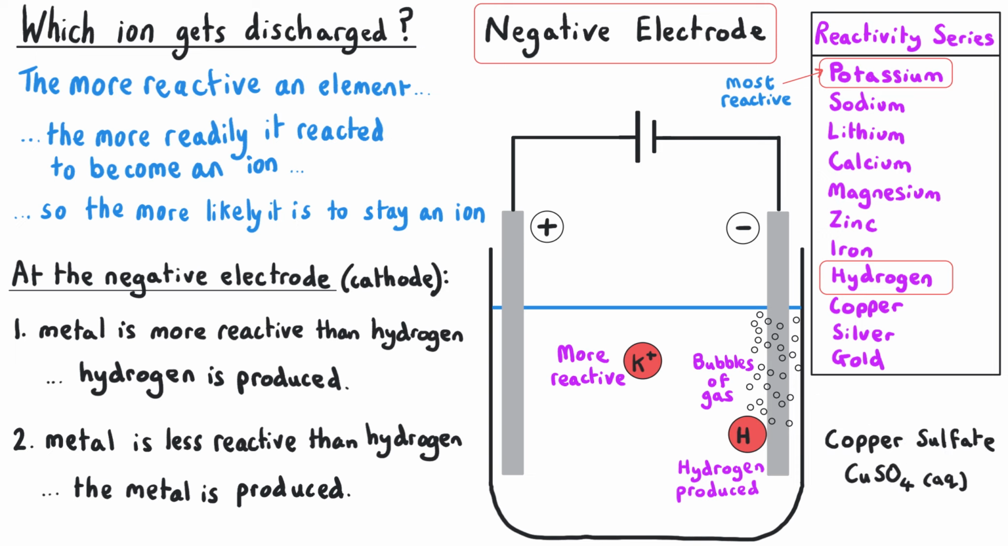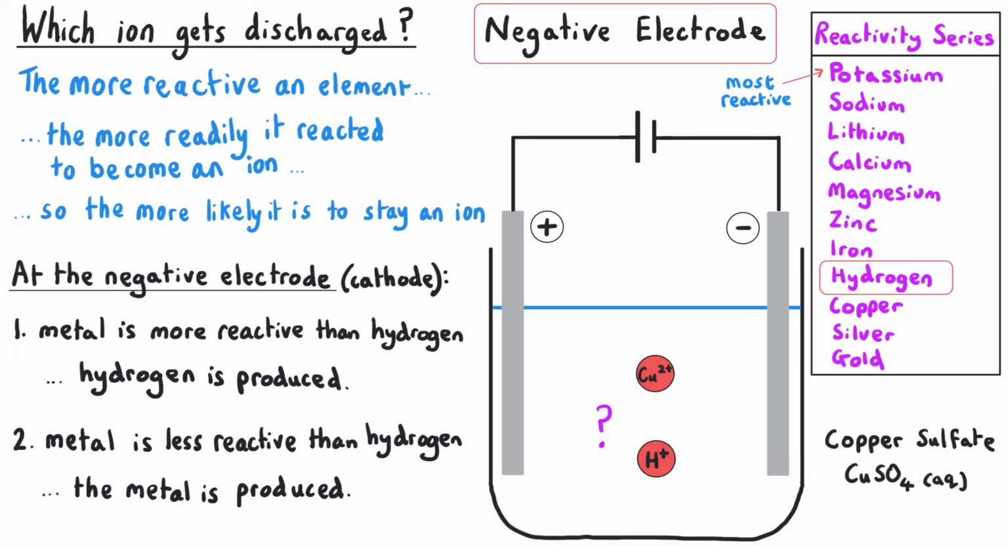In a second example of copper sulfate solution, which has got copper 2+ ions, we can compare the reactivity of hydrogen and copper, and we find that copper is less reactive than hydrogen. And so that means that the copper ions will be discharged, and we'll see a buildup of copper on the negative electrode, or perhaps it would fall off and build up underneath the electrode.